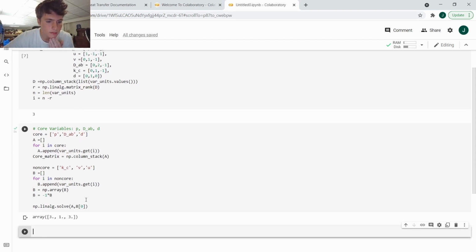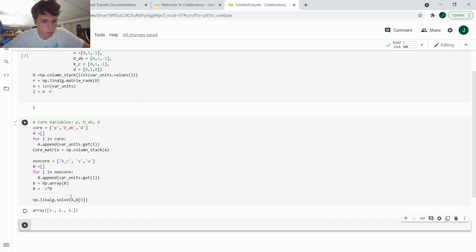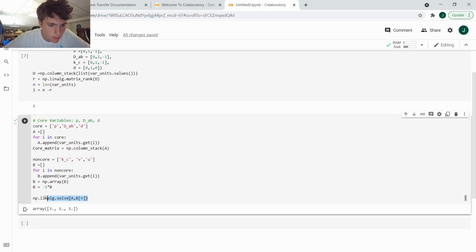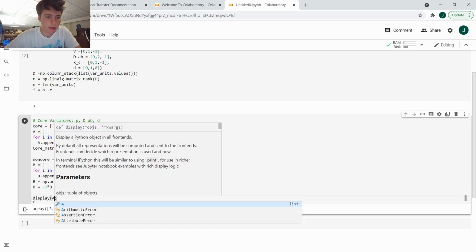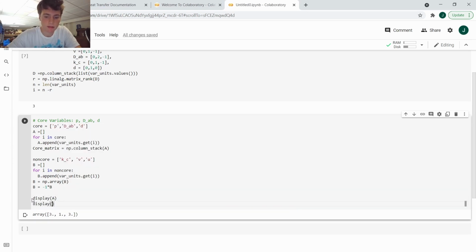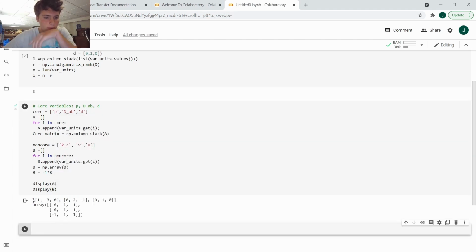Is that right? Density cubed, that's not right. What did we do wrong here? Let's go back a step. Let's display A and display b.